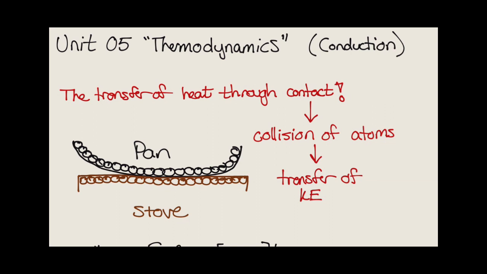So what we see here is that the transfer of heat is through contact, but contact's not a very good word. Really, what we should be looking at is the collision of atoms, and through that collision, the transfer of kinetic energy. So conduction is the transfer of kinetic energy through collision. That's what conduction is. It's the transfer of kinetic energy, the energy of motion, through collisions. Okay? Let me give you an example of this.